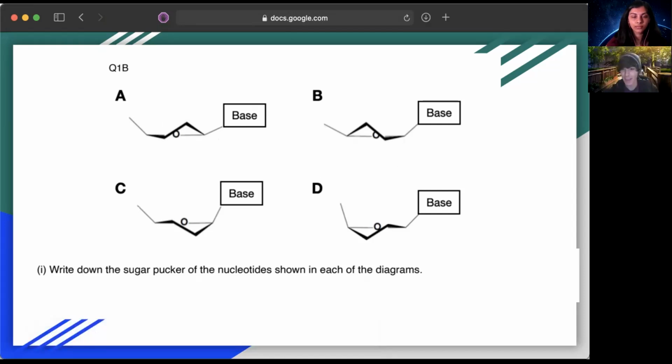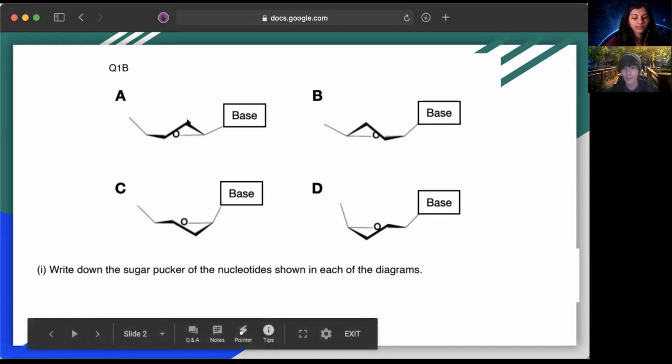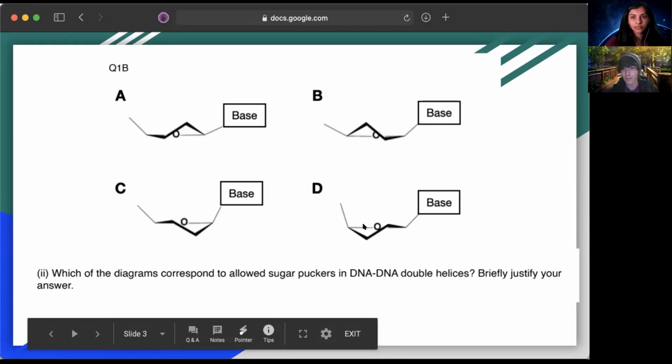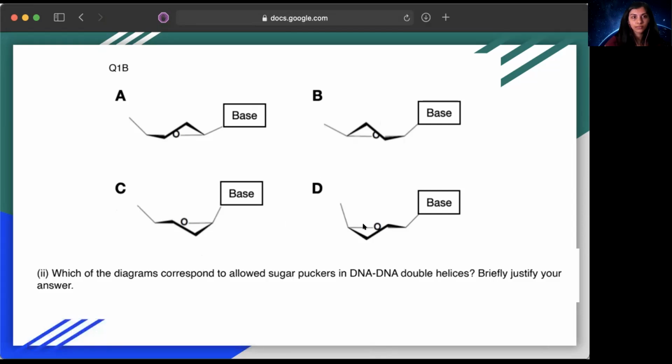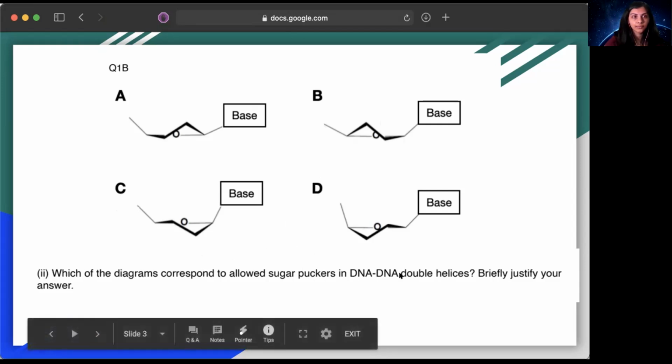Okay, yes, awesome. A is C2 endo, correct. B, C3 endo, yes. So A is C2 endo, B is C3 endo, C is C2 exo, and D is C3 endo. Perfect, awesome. Do you guys have any questions with regards to that? Feel free to unmute yourself or ask questions in the chat if you have any. Awesome. So then, which of these diagrams correspond to the allowed sugar puckers in DNA double helices? And please justify your answer.